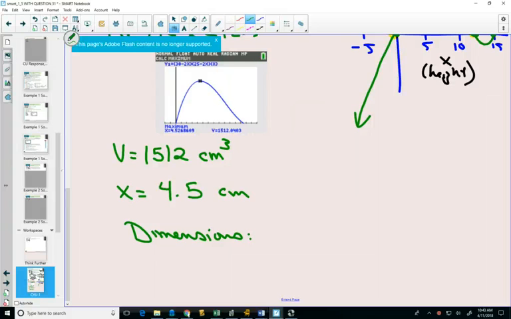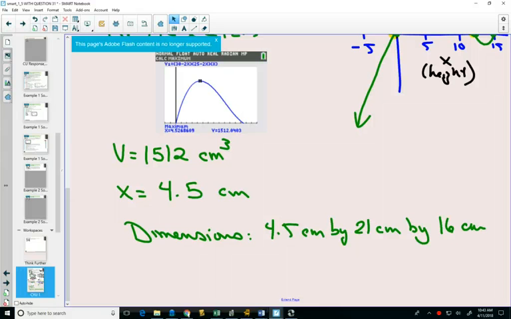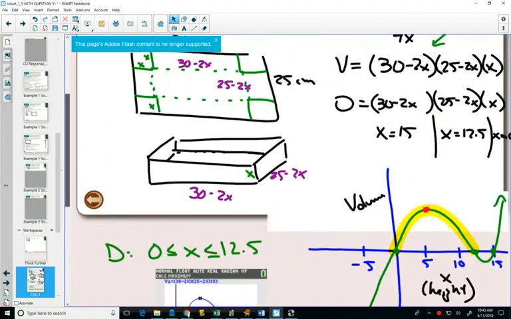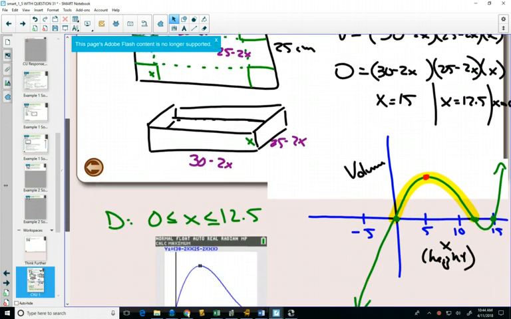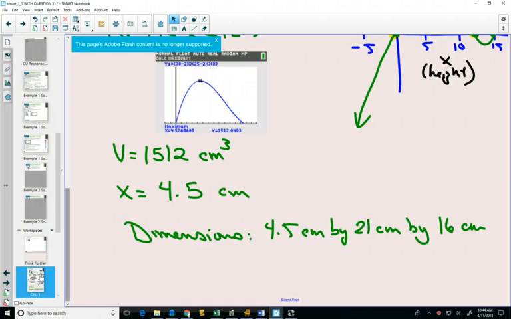The dimensions are 4.5 centimeters by 30 minus 4.5 times 2, 21 centimeters by 16 centimeters. What I did is I plugged that 4.5 for x back into my diagram to see what all of my dimensions would be. 30 minus 9, 21, 25 minus 9, 16. And we get all of our answers.